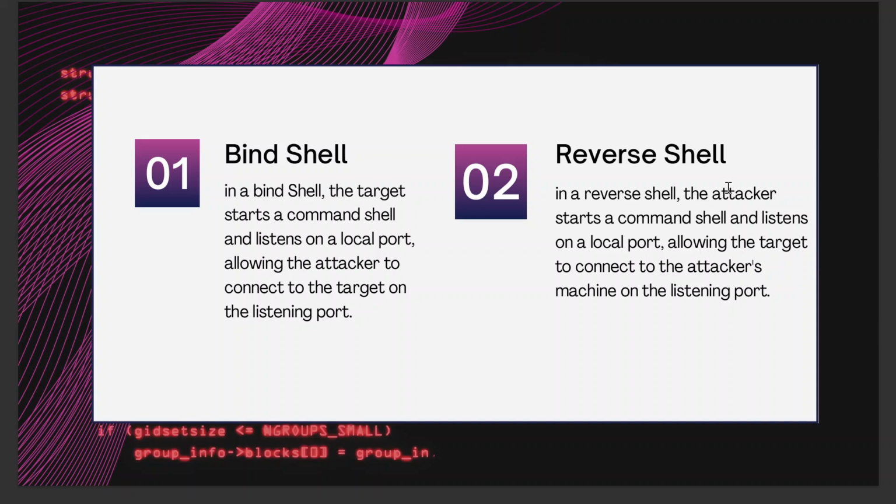For the bind shell, the target starts a command shell and listens on a local port. That is, the target machine starts a command shell and listens on a local port, allowing the attacker to connect to the target on the listening port. While for the reverse shell, which is the opposite of the bind shell, the attacker starts a command shell and listens on a local port, allowing the target to connect to the attacker's machine on the listening port. So that is the major difference. In the bind shell, the target starts a listener, while in the reverse shell, the attacker machine starts a listener.